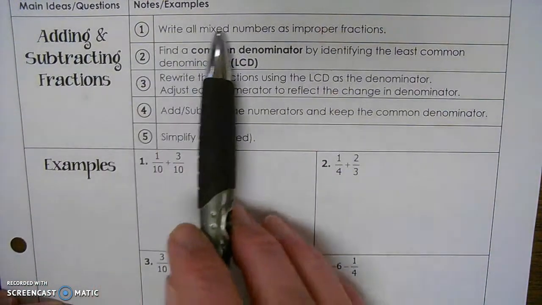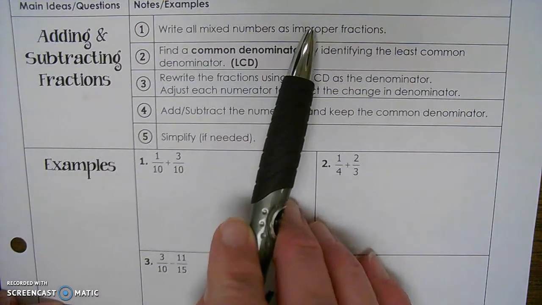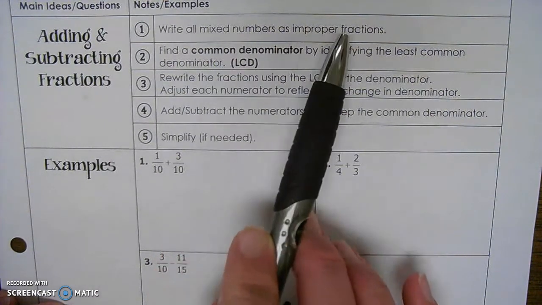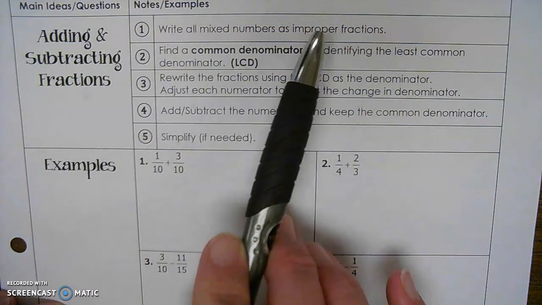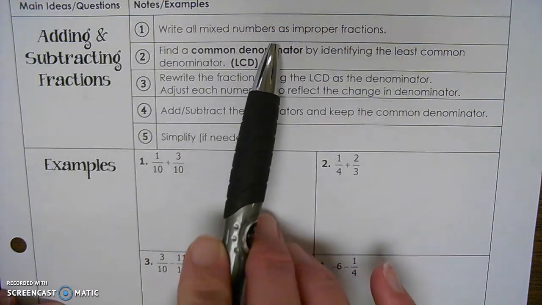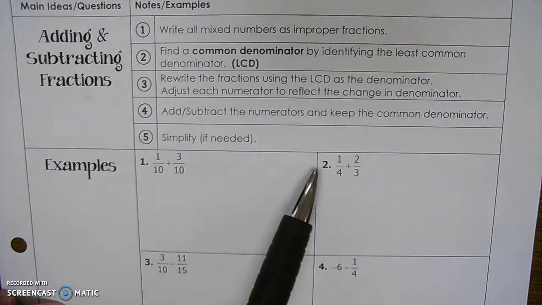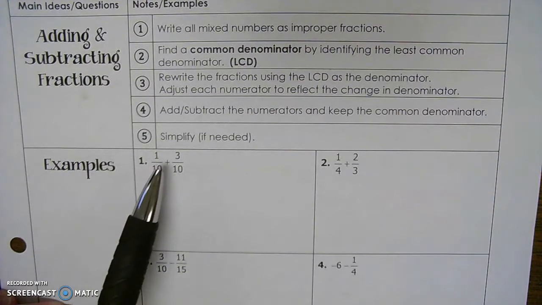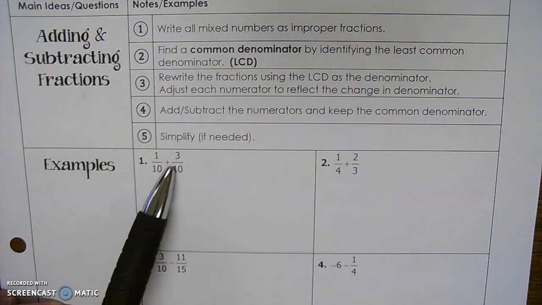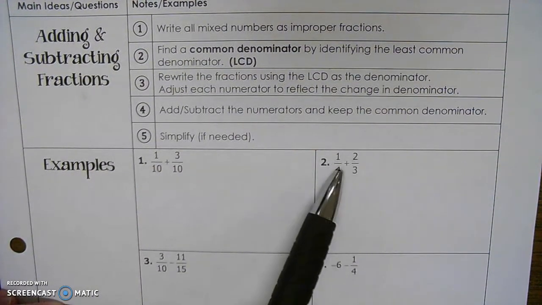So first things first, when you add or subtract fractions, you need to write your mixed numbers as improper fractions. You need to find a common denominator if they don't match. So just looking at 1 and 2, notice number 1, the denominators, the bottom numbers match, and number 2, they don't. So in 2, we'll have to find a common denominator first.